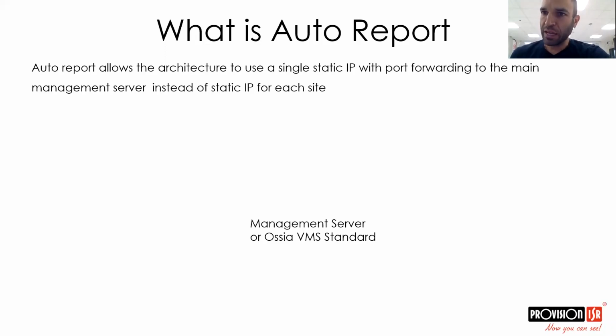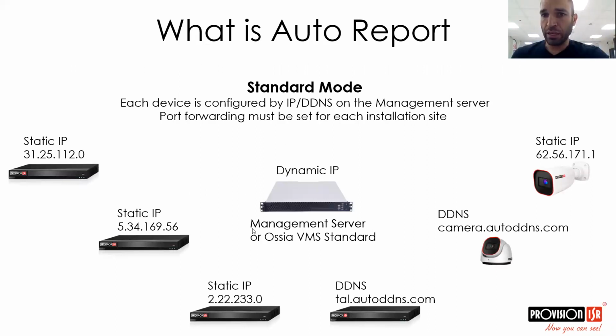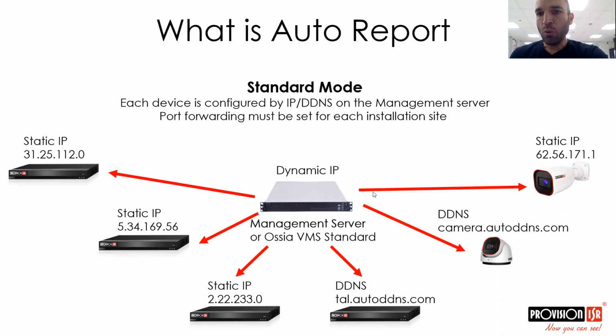If we want to use static IP or DDNS, we need to configure it. We need to set the ports. We need to go to the router. It's not always possible, especially if we have an IT person and so on. So let's say we have the server. It can be standard, it can be enterprise. The auto report is not something reserved only for the enterprise. The standard also supports it. So let's say a normal situation. We have the VMS in the center. Now, we need to configure all of these devices, and these are only 6 devices.